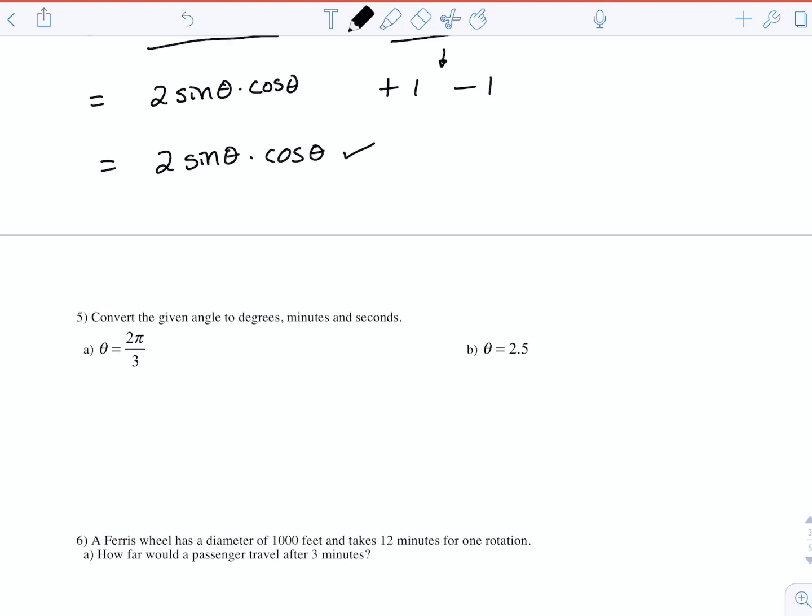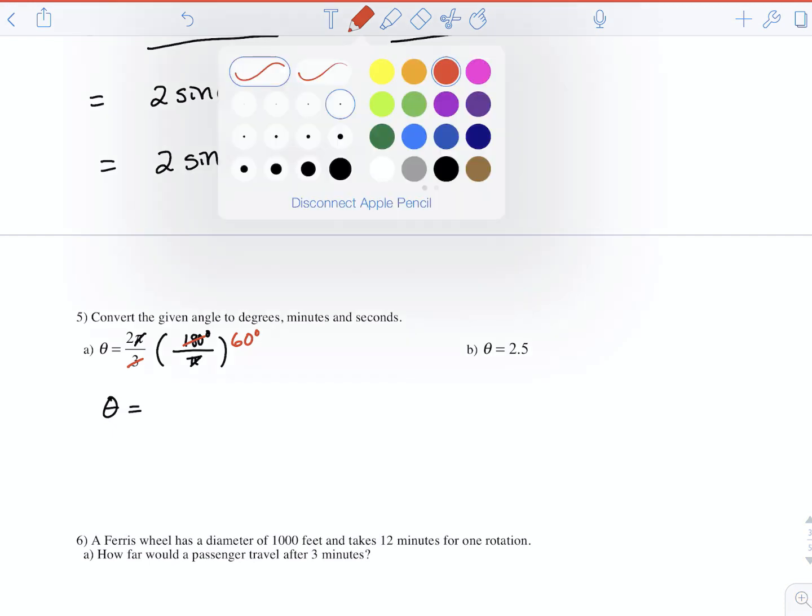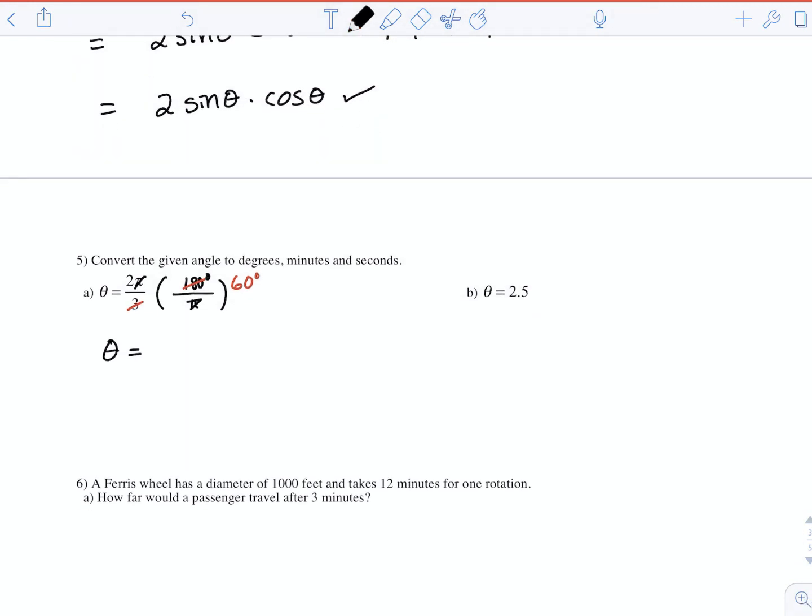Next, convert it to degrees. Also minutes and also seconds. So to convert to degrees, multiply with 180 over pi. And then the 2 pi's can cancel. And this 3 can divide into the 180 60 times. So all that's left is 2 times 60, which equals 120 degrees. And in that case, there are no minutes and there are no seconds. So you don't have to put it.